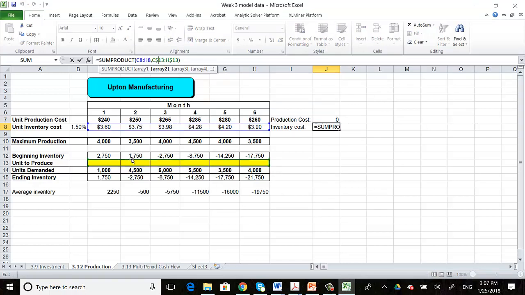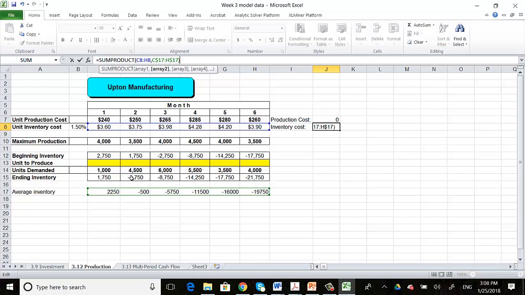Yeah, so the inventory cost, I basically copied the production cost, so the unit inventory cost got moved, and I'm going to just move this row here to the average inventory. So it's the sum product of your unit inventory cost and your average inventory. And you don't need the dollar sign. Doesn't matter here. What is inventory cost again? Can you just try that again?